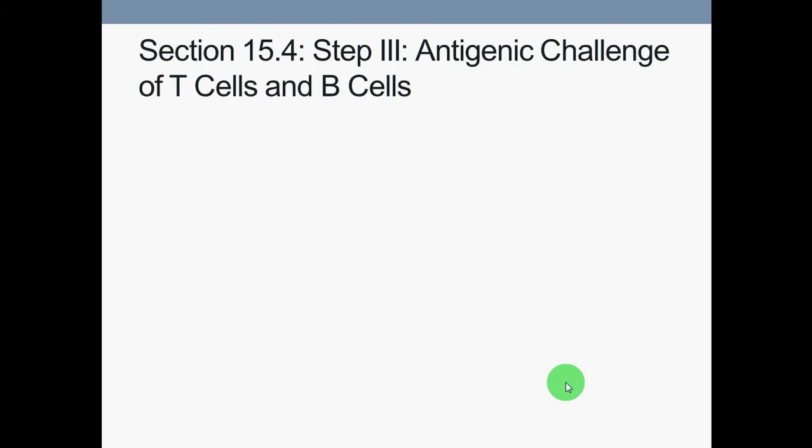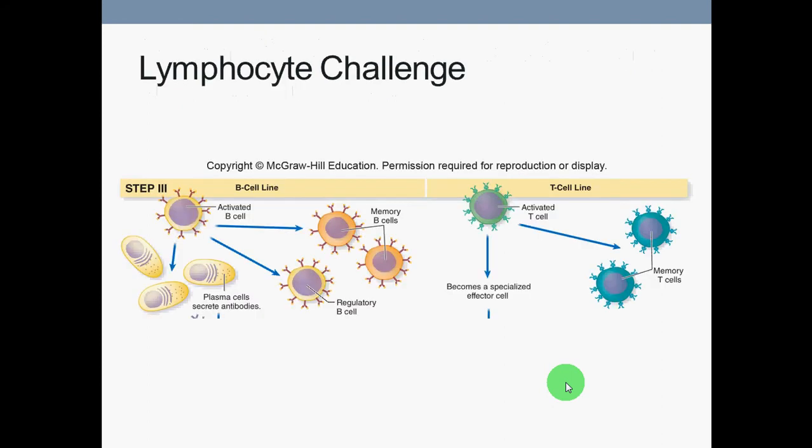Right. Once the antigen is presented from antigen presenting cells, the next step is, what do the B cells and T cells do with it? This is what we call antigenic challenge. The antigen presents a challenge to the T cells and B cells, and it's how they react to it that gives us our immune response. We're going to start talking about T cells, and then we'll talk about B cells.